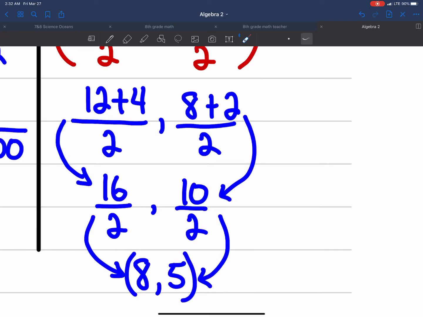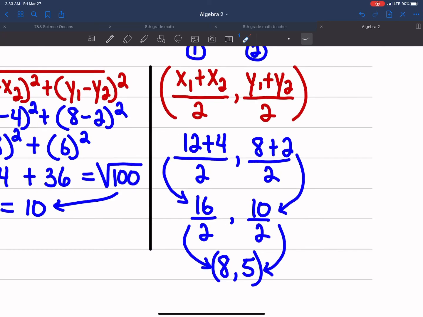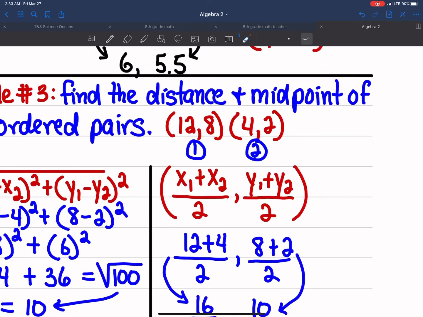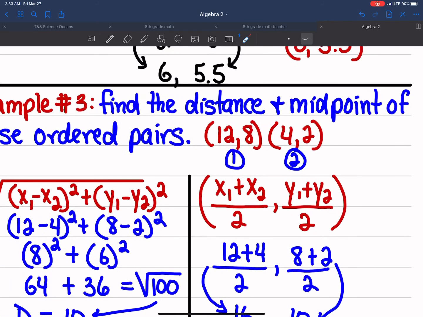But that's craziness. Anyway, so going back to this, our midpoint is 8.5. Okay, great. So listen, guys, this is very easy stuff. You should remember most of this.